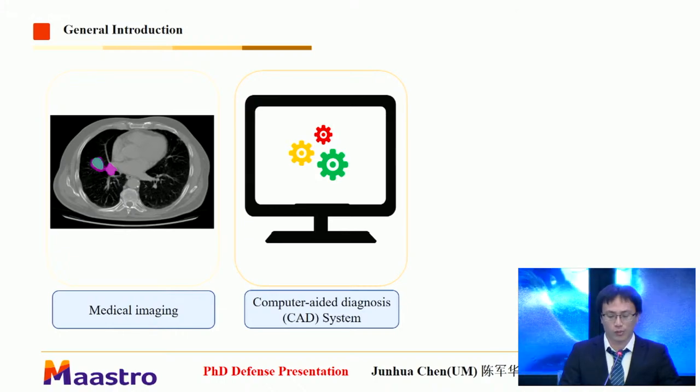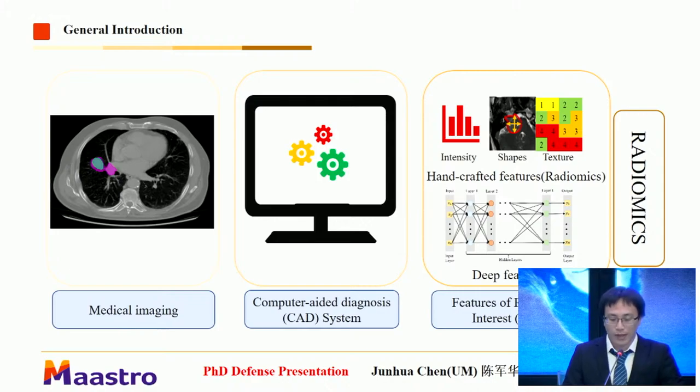Therefore, features which represent information of the image with much lower dimension are needed. Two kinds of typical features are widely used in recent CAD systems: radiomics and deep features. Radiomics is a popular framework due to its high interpretability and well-established mathematical definition. Radiomic features can be classified into several categories: intensity-related features, shape-related features, texture-related features, and other features.